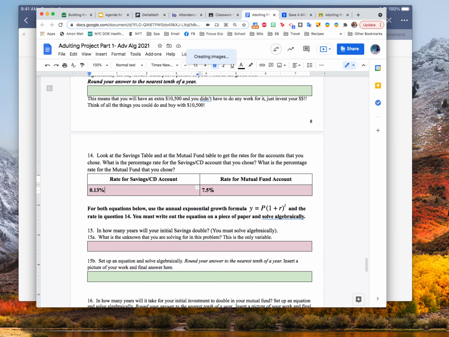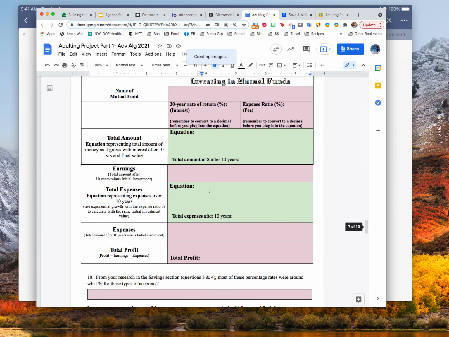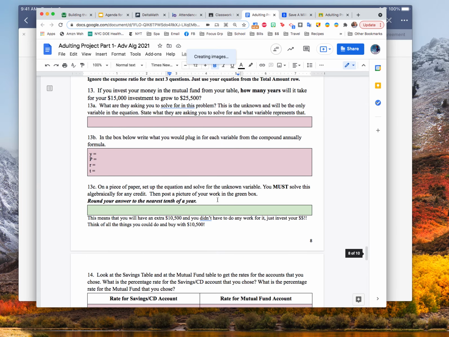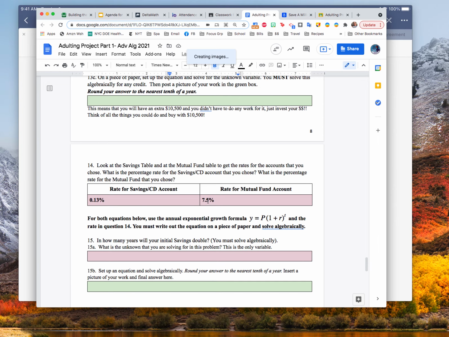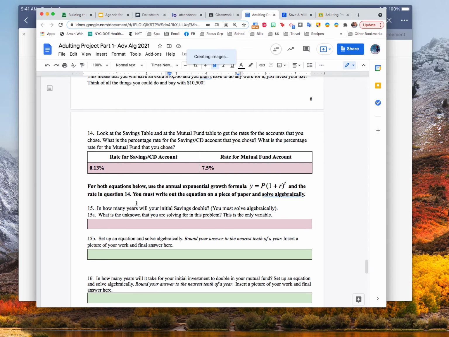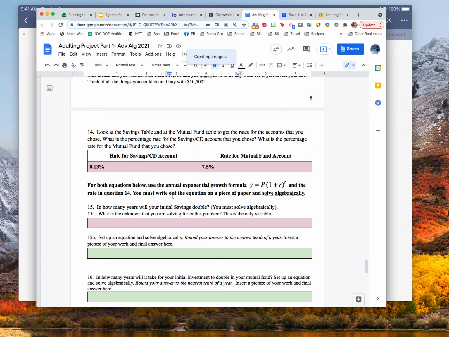Then rate for mutual fund. Go to your mutual fund. This is the interest rate. So whatever rate you have here, you're going to put that here. That's your mutual fund rate. Notice that it's a lot higher, right? That's why you make so much more money in the mutual fund than in the savings account. If you didn't do this, use my numbers.